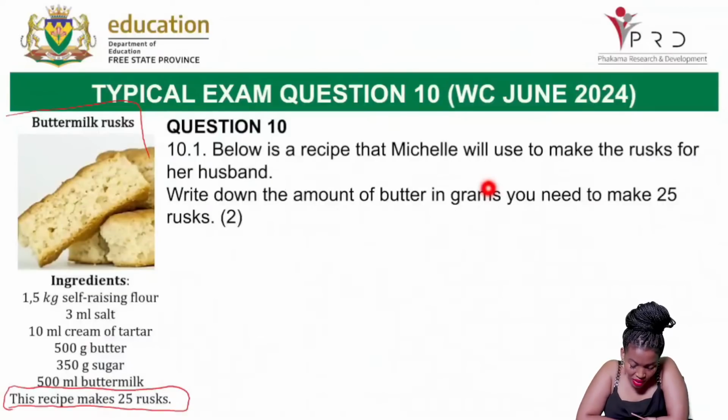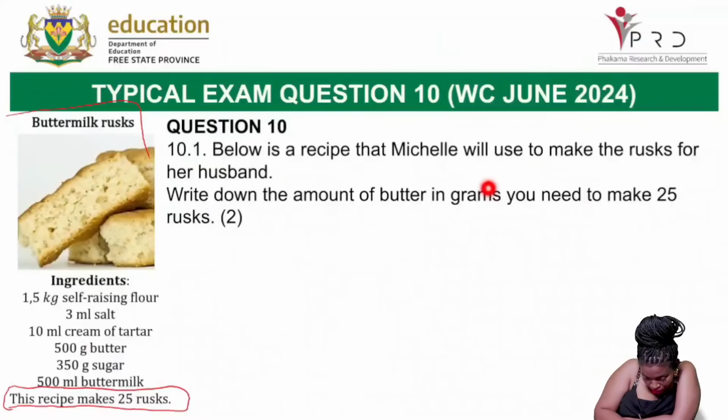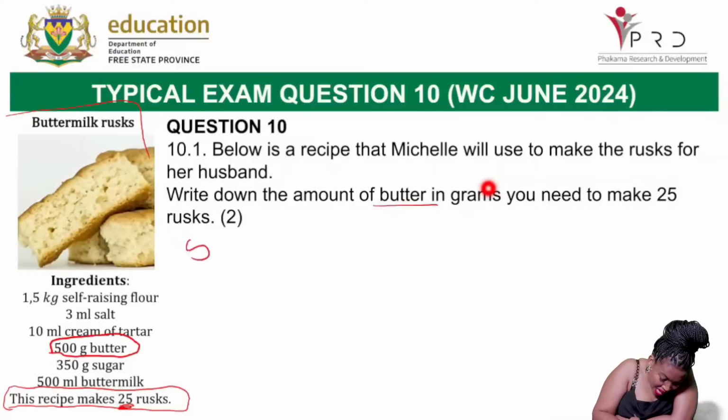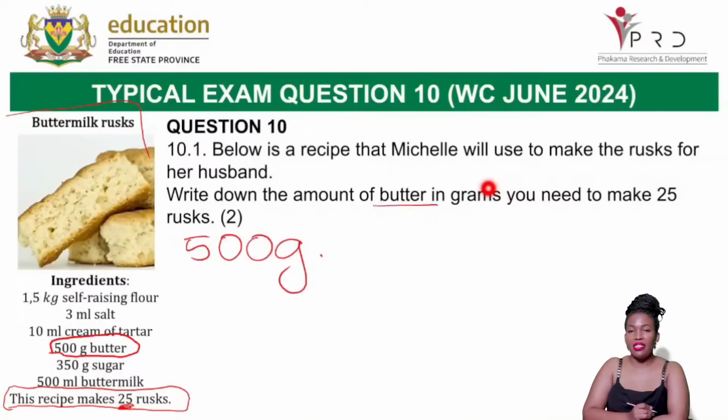The first question, write down the amount of butter in grams you need to make 25 rusks. So this recipe is for 25 rusks. So how much butter is needed here? There is butter in grams. It is how much? It is 500 grams of butter. That is the answer. That's it. You don't have to do any calculations.